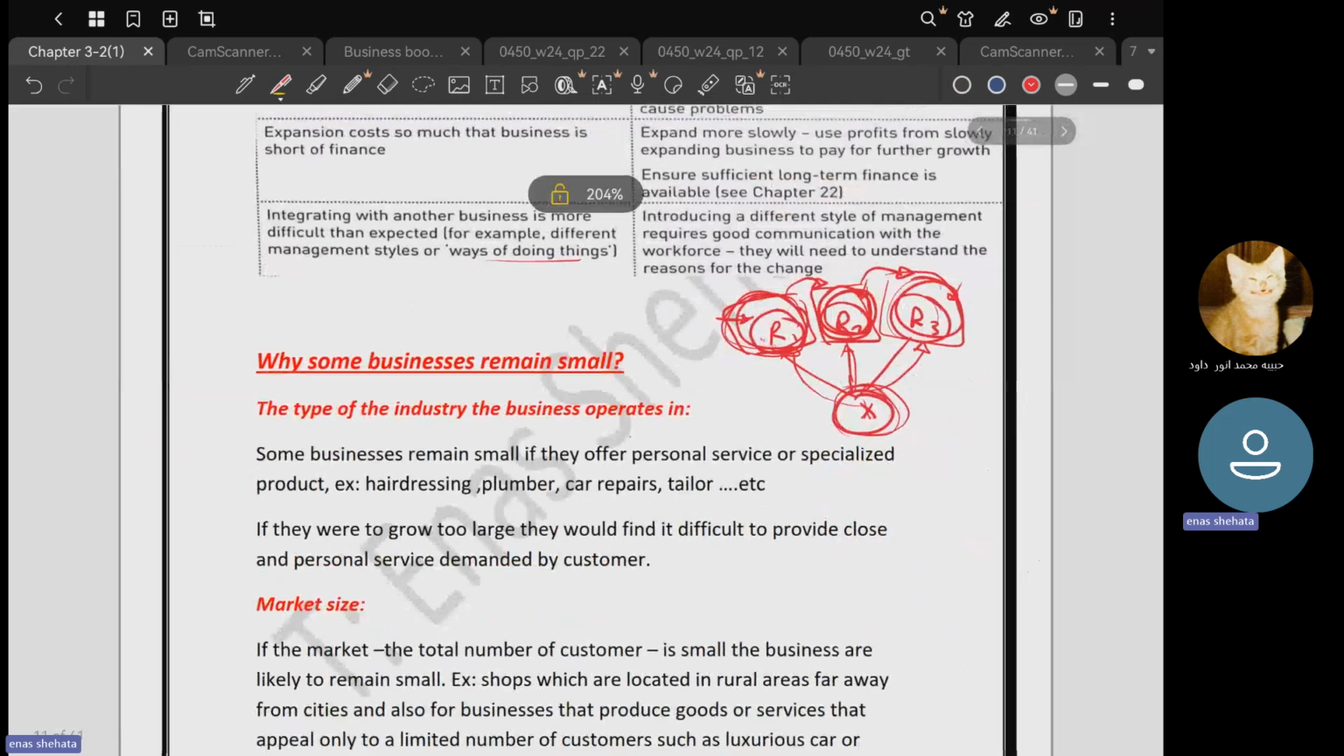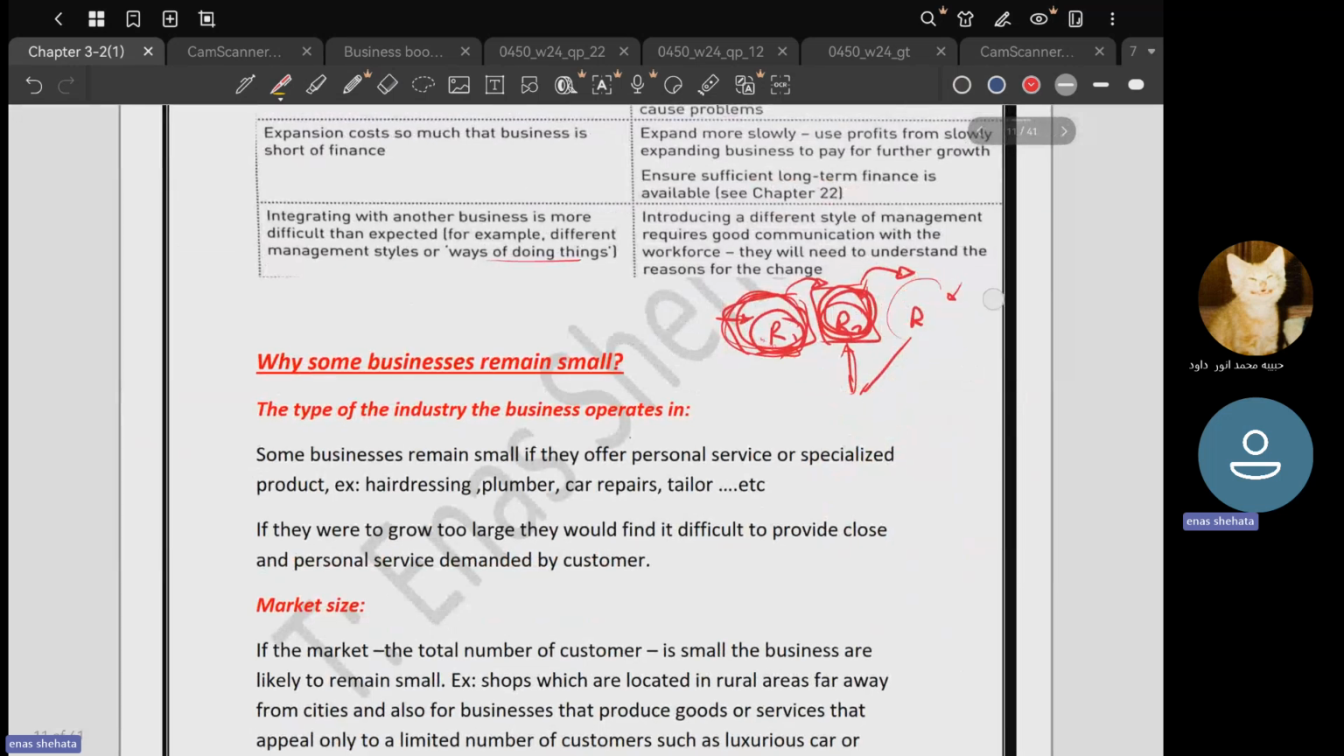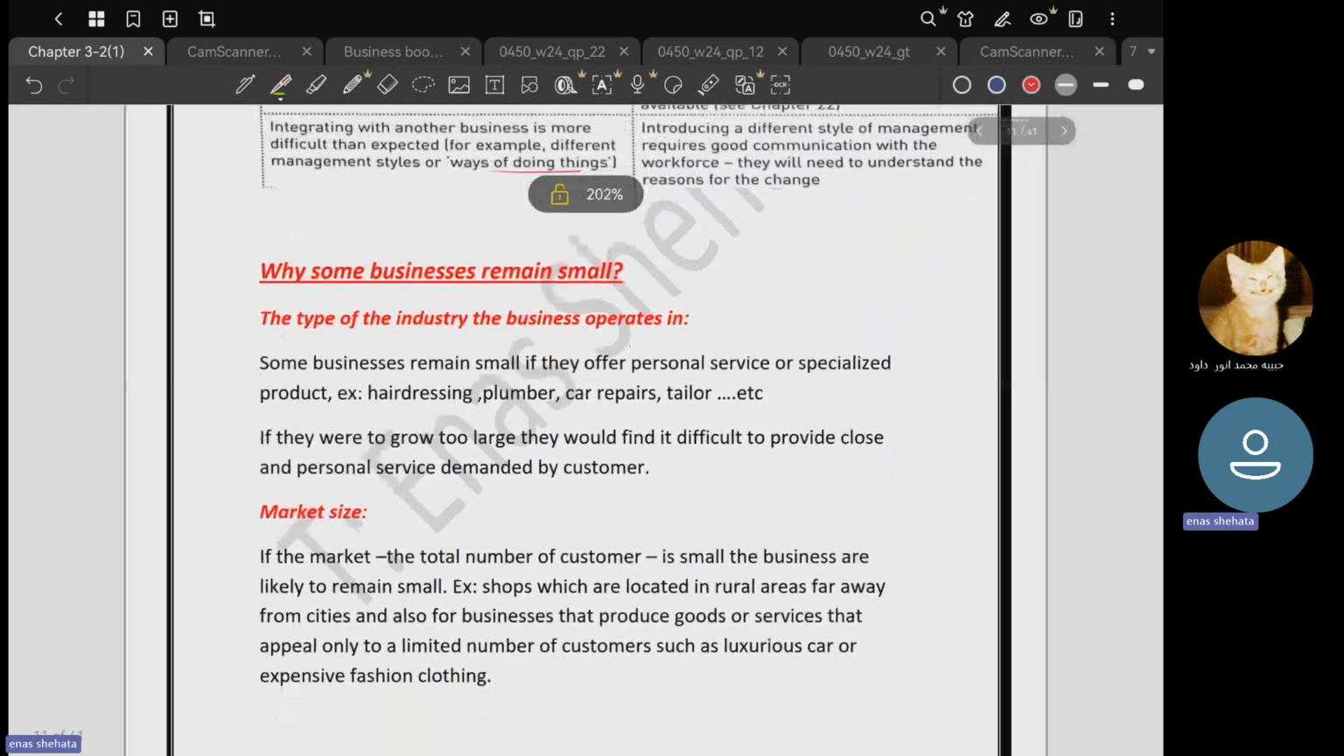So integration is very good, yes. But are all businesses that we have around us bigger businesses? No, there are still some small businesses. Why do some businesses remain small? Why still some businesses remain small? For 3 reasons. I almost finished. I will finish now.